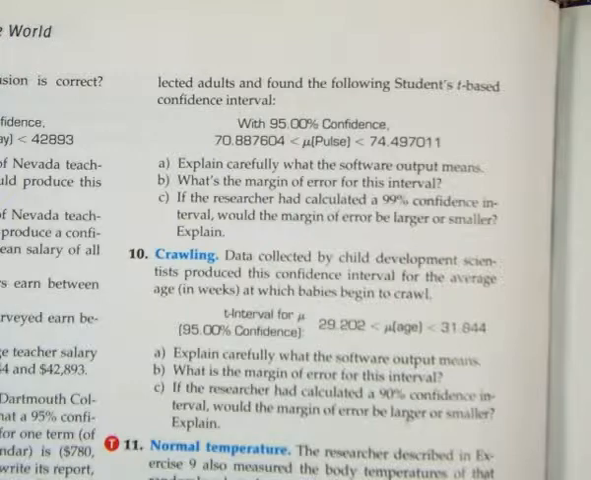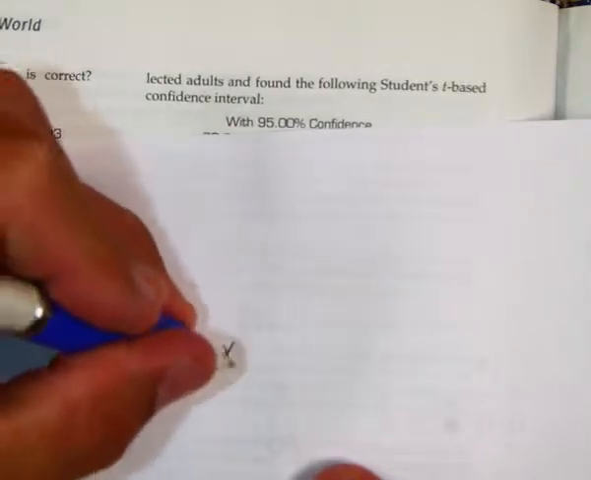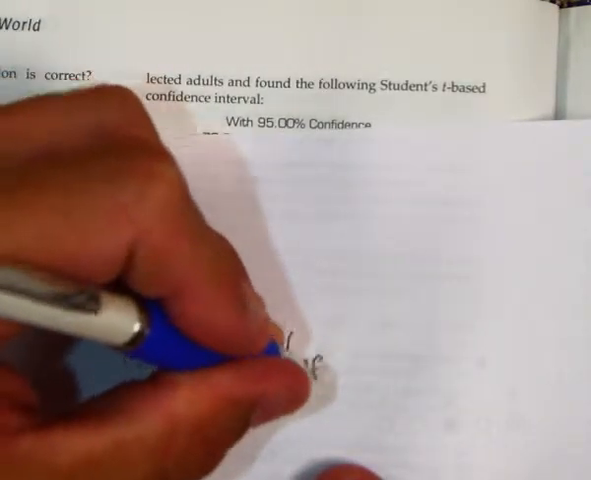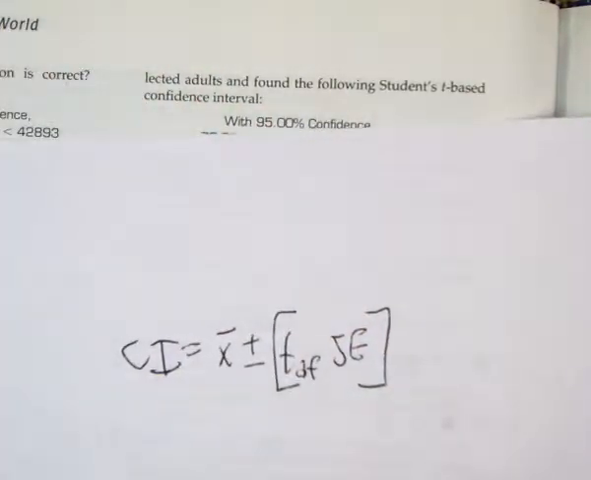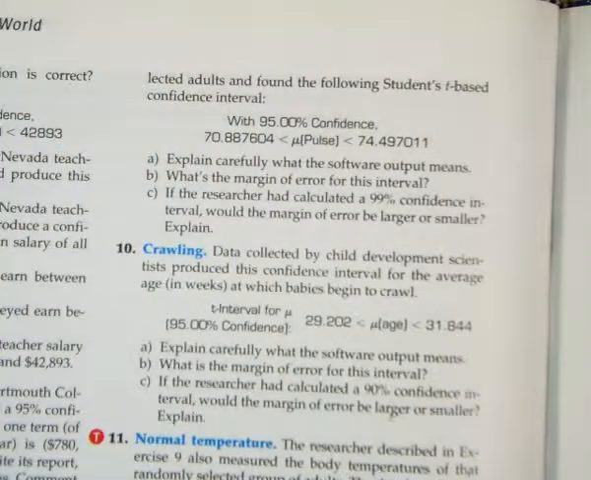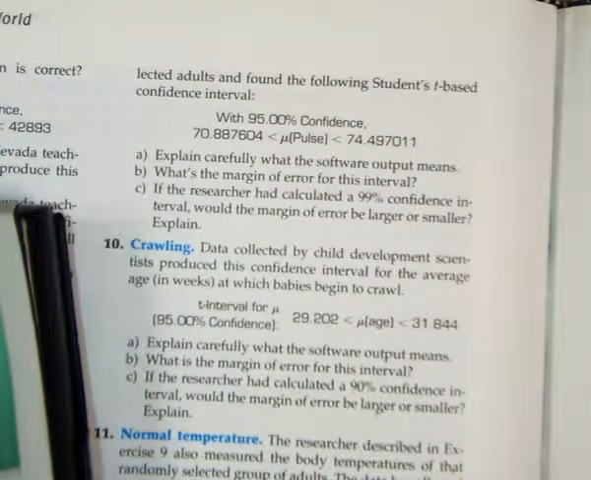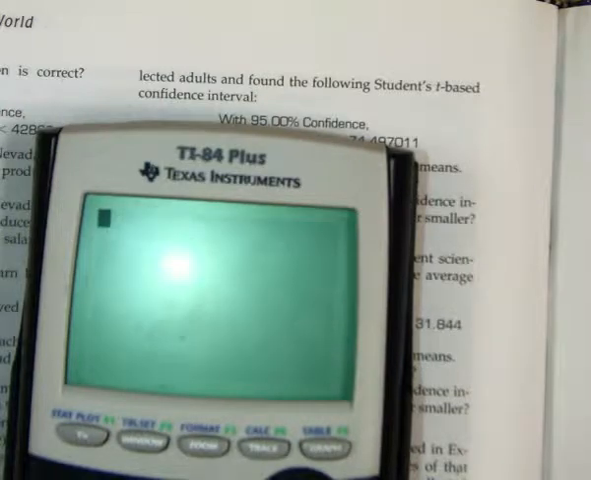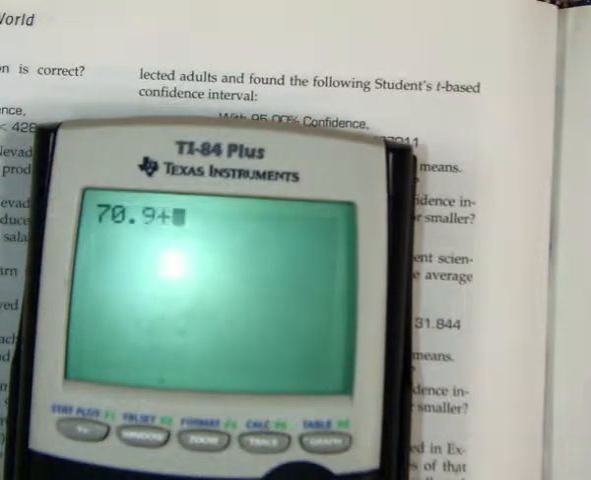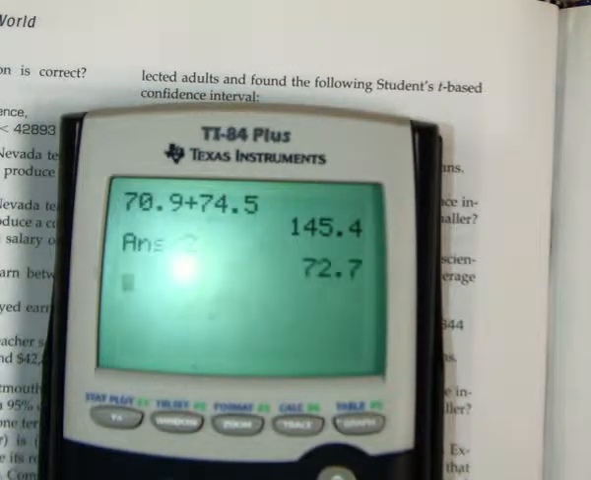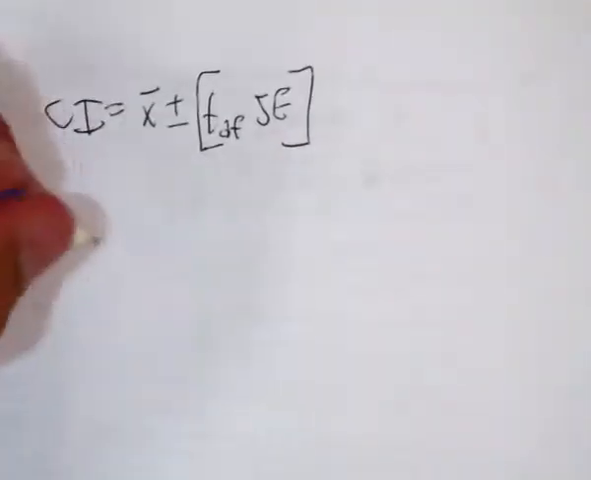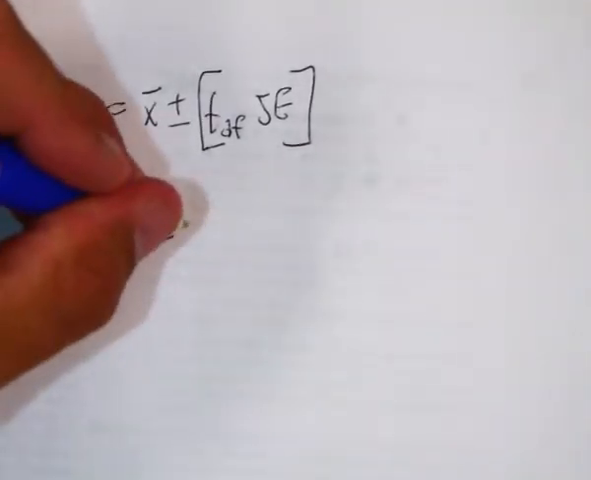Well, remember when we're dealing with a t-interval, the confidence interval is x bar plus or minus t times standard error, and this is the margin of error. So how are we going to find this? Well, the first thing we're going to do is figure out what mu is. Where would mu be? Mu would be right in the middle of those two, right? So what's right in the middle of 70.9 and 74.5? If I add them and divide by 2, mu is 72.7. Or x bar is 72.7.